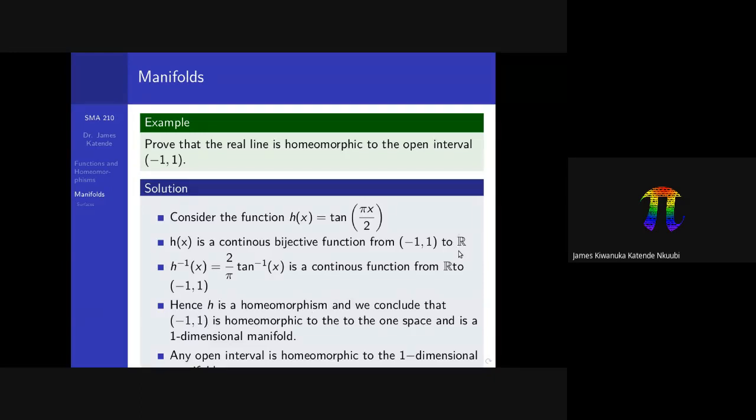So for a topologist, you can hear me? Yes. Yes. Okay, that's good.